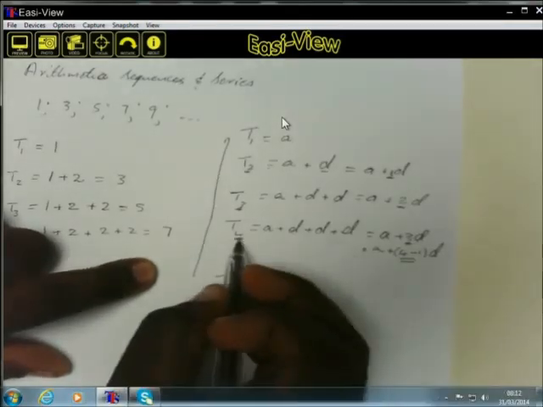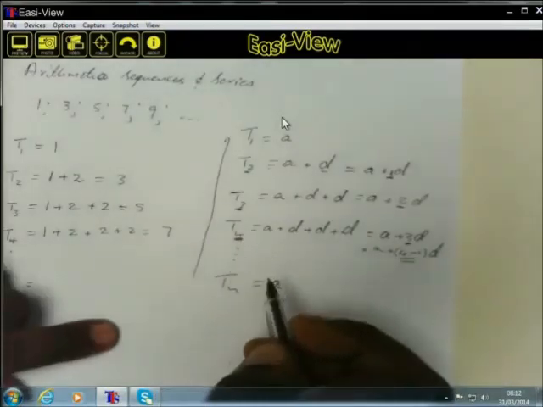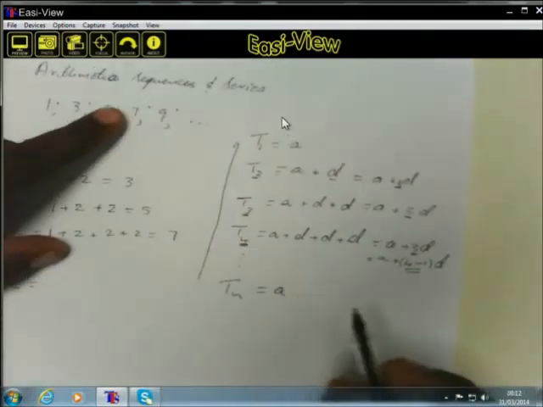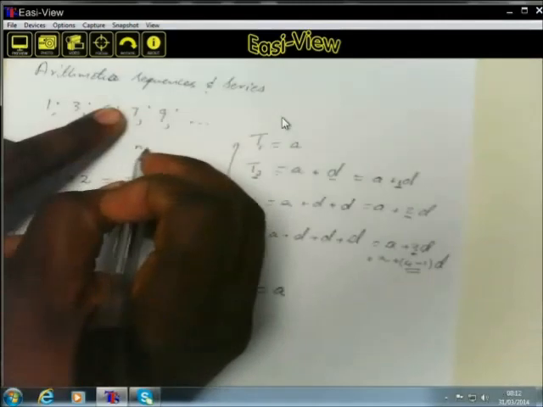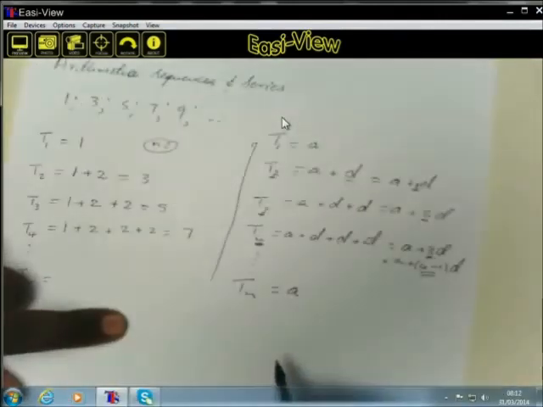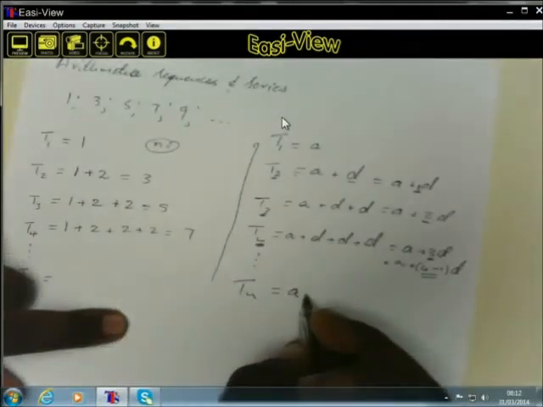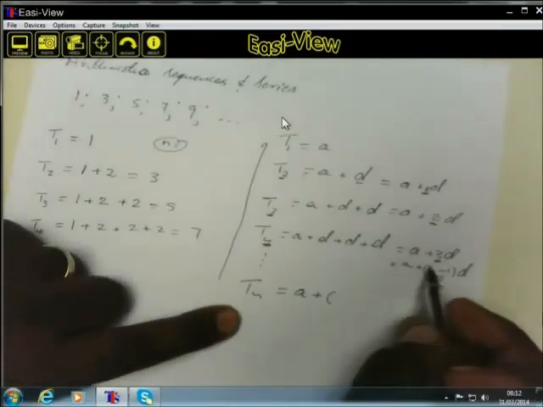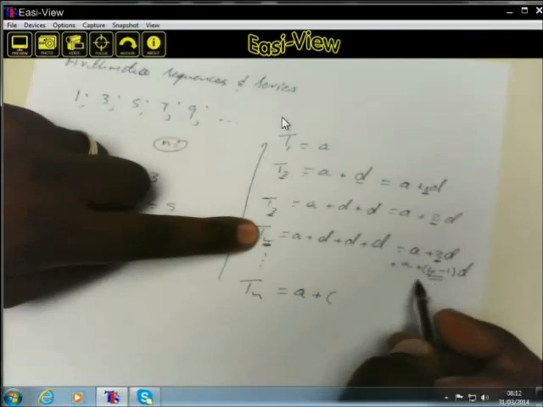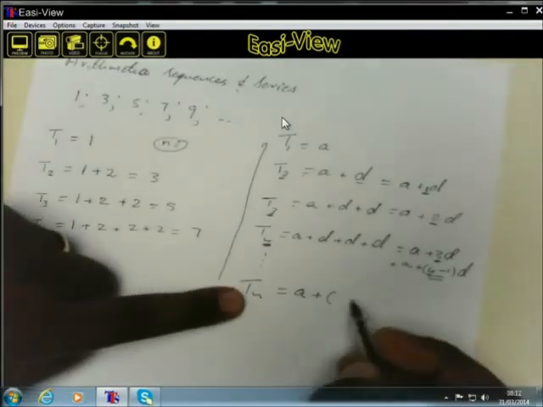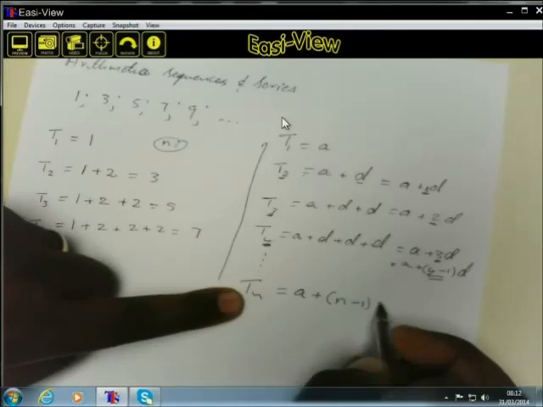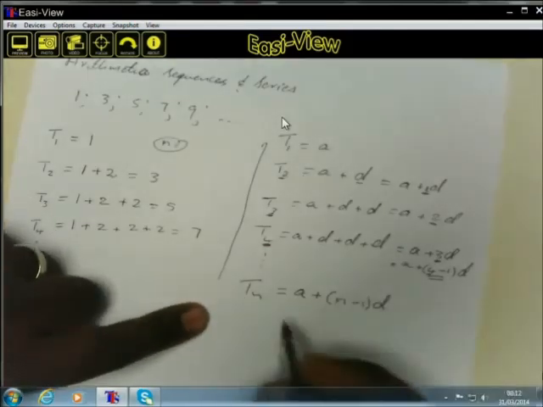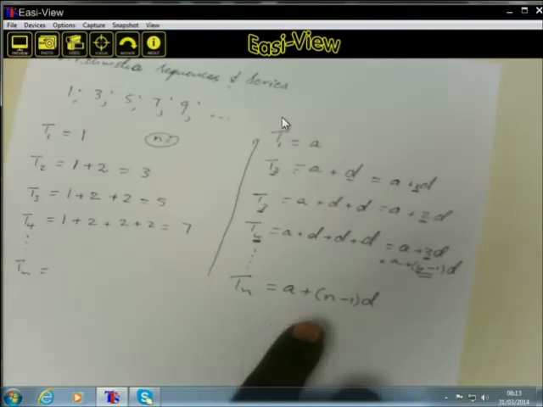Now, 4 is in the place of a term number. So in arithmetic sequences, we use n to denote the number of terms, which means it will be, in this case, a plus, in the place of this 4, which was for term 4. Because we do not know the actual term number here, we will simply write n minus 1, and then d. So this here will give us what we call the general term of an arithmetic sequence.